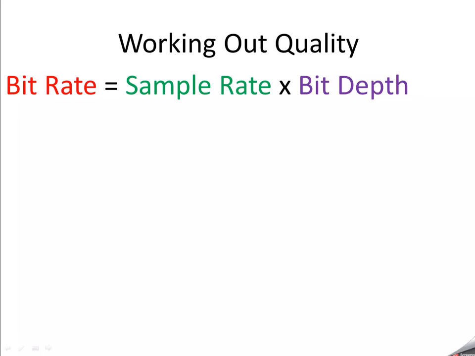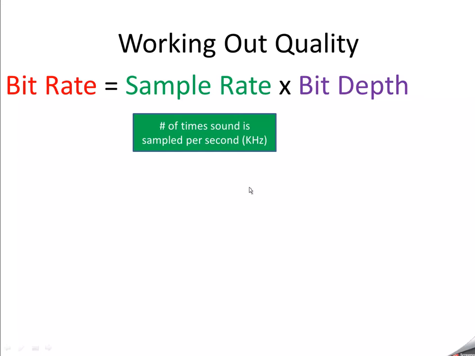Use this formula when you are trying to work out sound quality of a song. So you've got the sample rate, which is the number of times sound is sampled per second. Just to remind you, that was literally where we had the graph. We then had the song, and then we had our sample, which is going to be converted from analog to digital. So it's the amount of times sound is sampled per second.